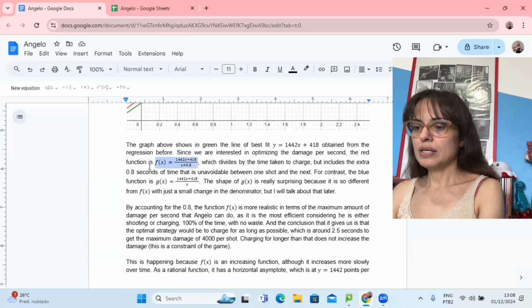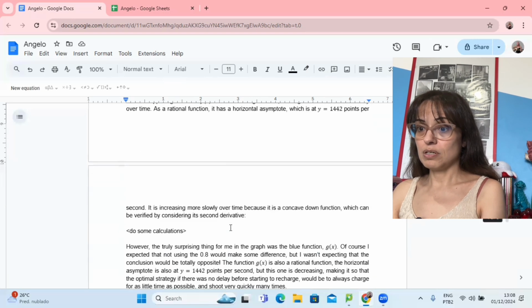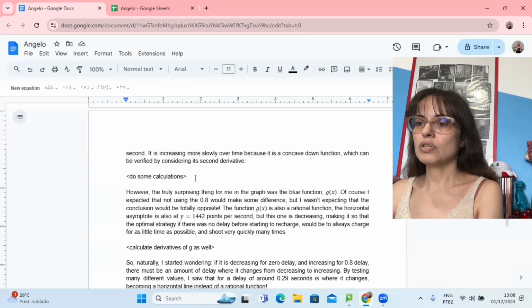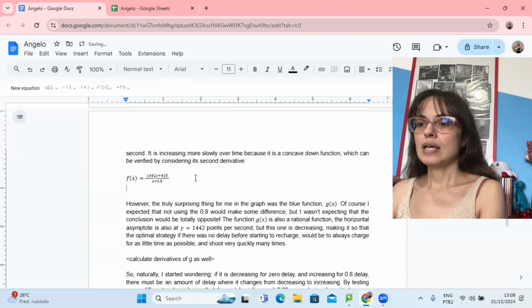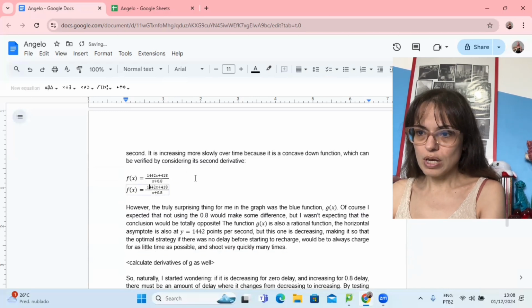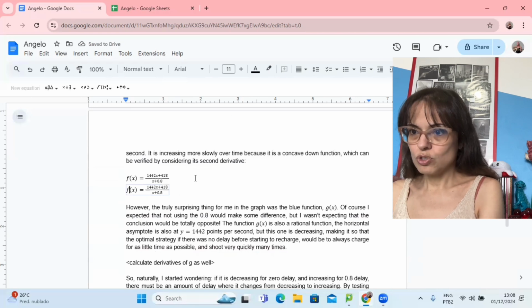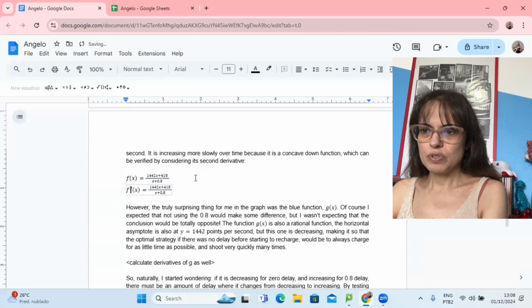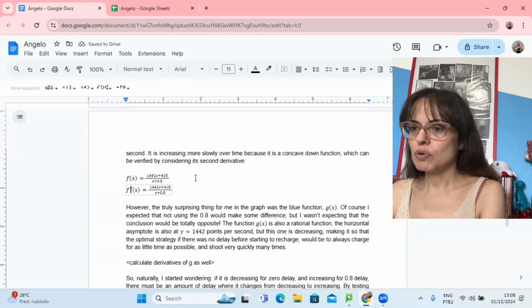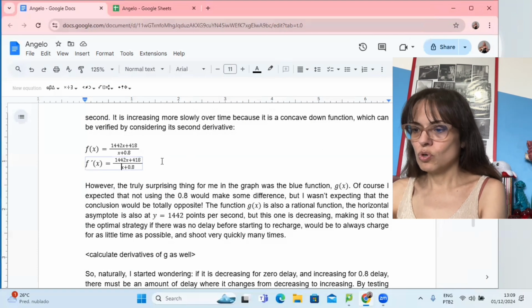Okay, so now I am going to do derivatives here. I left it for later, do some calculations. So here is the function f of x, and now I am going to do f prime of x and use the quotient rule for that, right? I like leaving a little space between the f and the prime. I think it's more readable. So how does the quotient rule go?